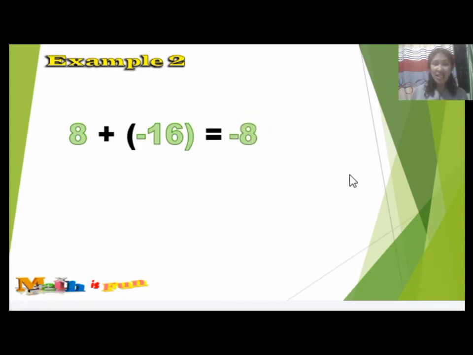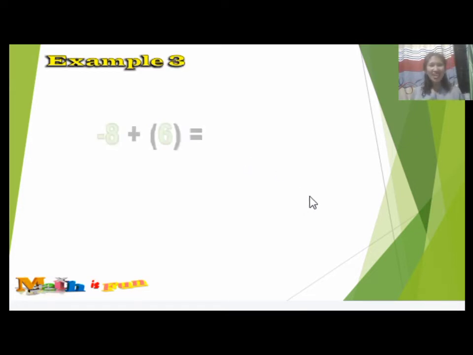Correct. It's negative because 16 is the number with a greater absolute value. Its sign is negative. So, our final answer will be a negative. It's negative 8. Okay? So, another example.